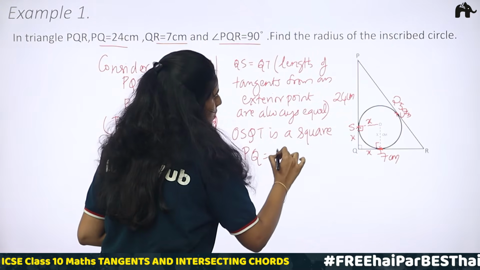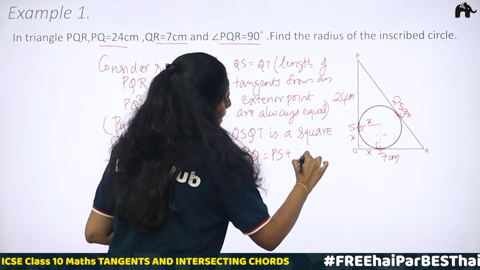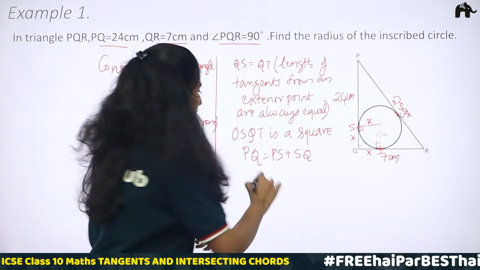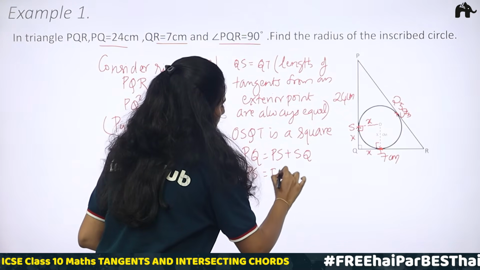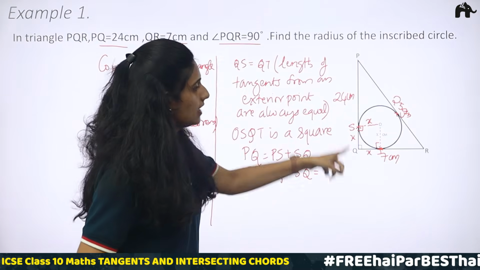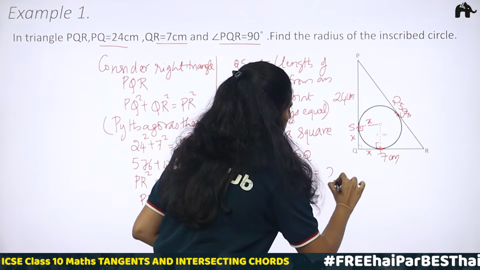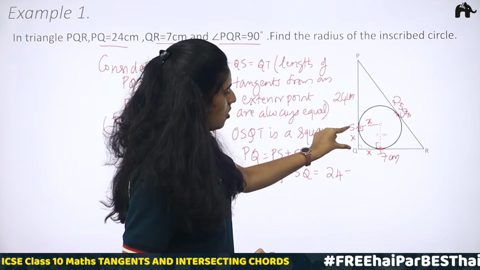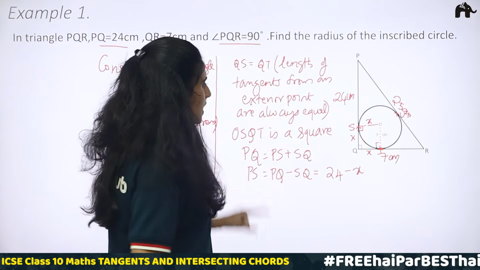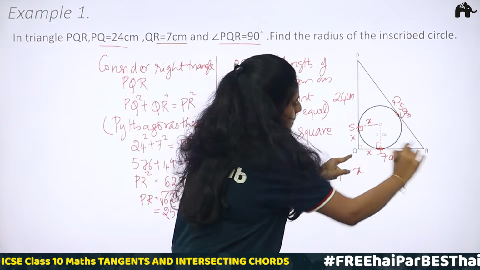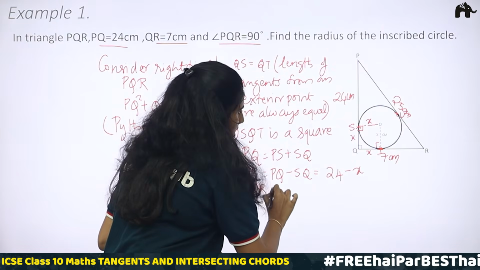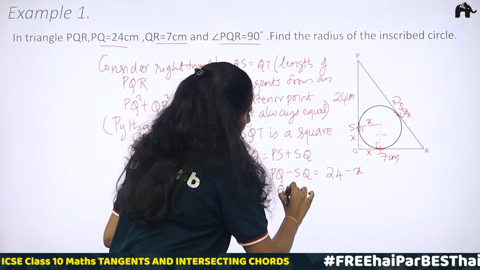PQ is equal to PS plus SQ. Then what is PS? PS can be written as PQ minus SQ. PQ, total length, is equal to 24 centimeter. 24 minus SQ. The small length is x. 24 minus x. Similarly, when you take this part, here QR is equal to QT.